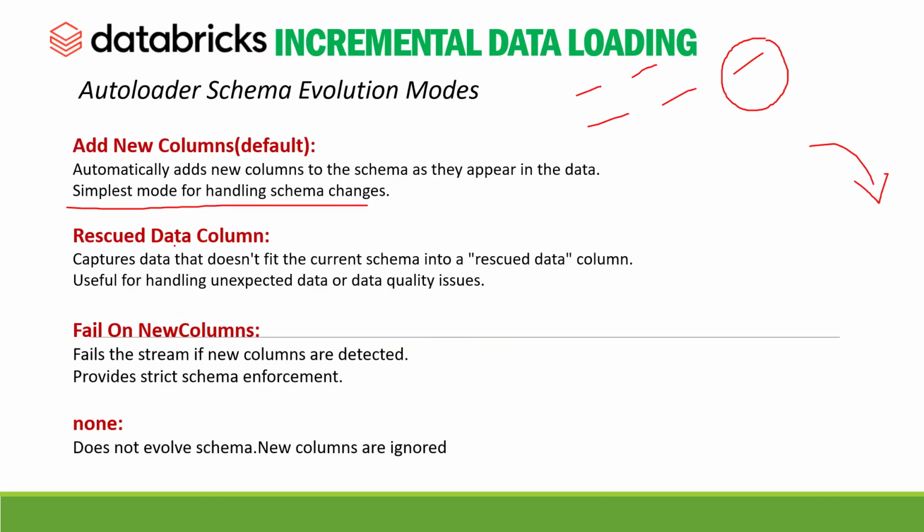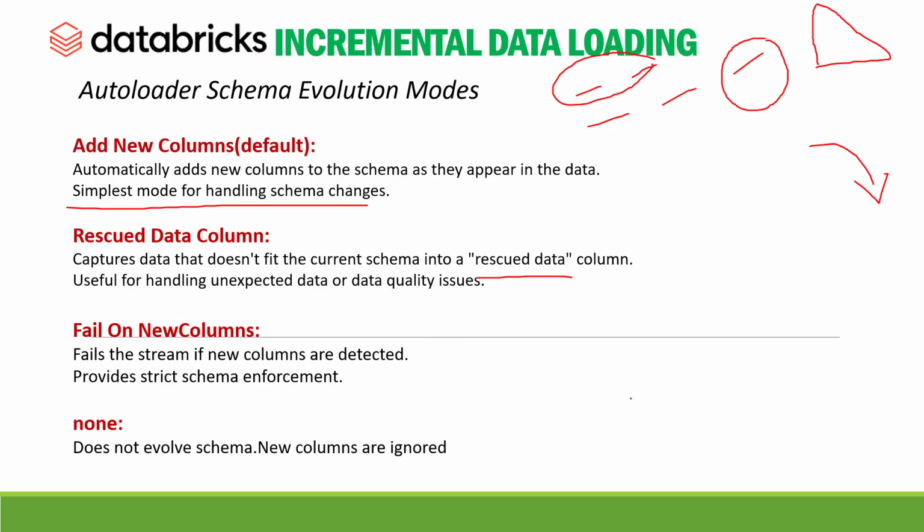Next, we have something called the rescue data column. It's going to capture the data that doesn't fit the current schema. For example, this was the initial schema, but later the schema evolved to have three columns. This additional column will be kept in one specialized column called the rescue data column. Okay, hold on for a while.